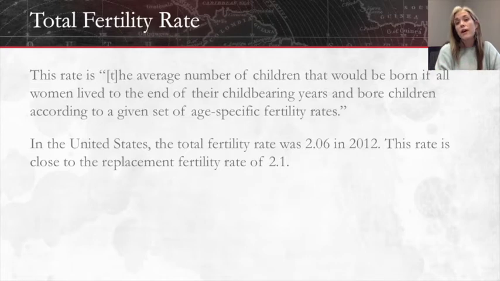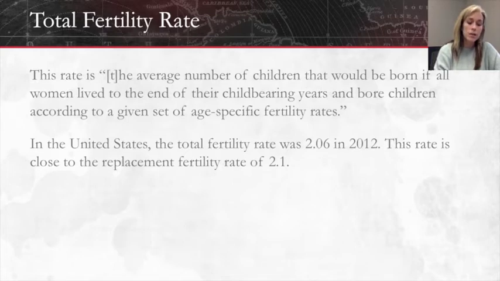So for total fertility rate, this rate is the average number of children that would be born if all women lived to the end of their childbearing years and bore children according to a given set of age-specific fertility rates, okay? In this case, the total fertility rate is 2.06. Here in the United States in 2012, we say that the replacement rate, in order to keep a population steady, is about 2.1. And so if you wanted to look at it from a population dynamics standpoint, if we are not meeting our replacement rate, then ultimately what may happen in the future is population is shrinking.